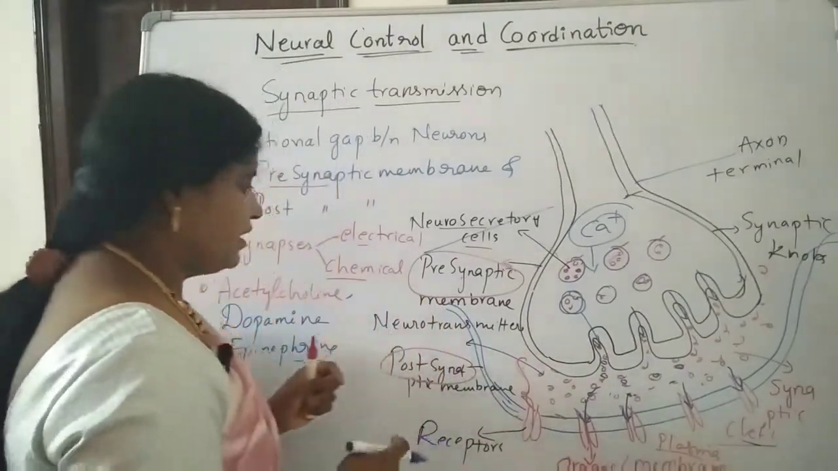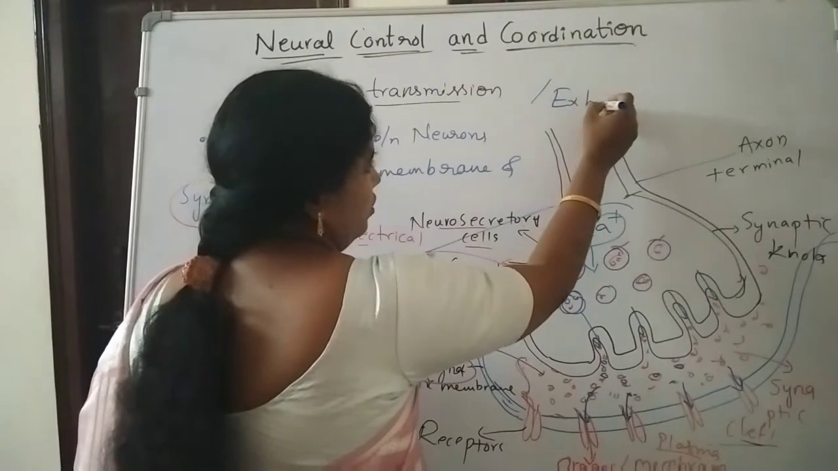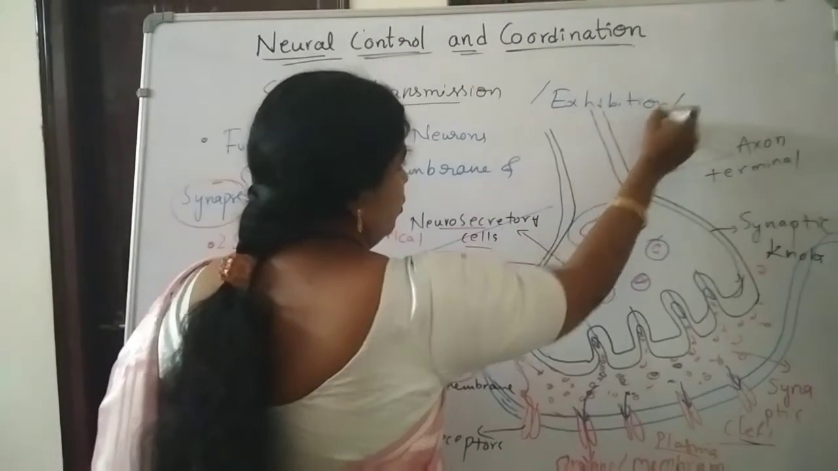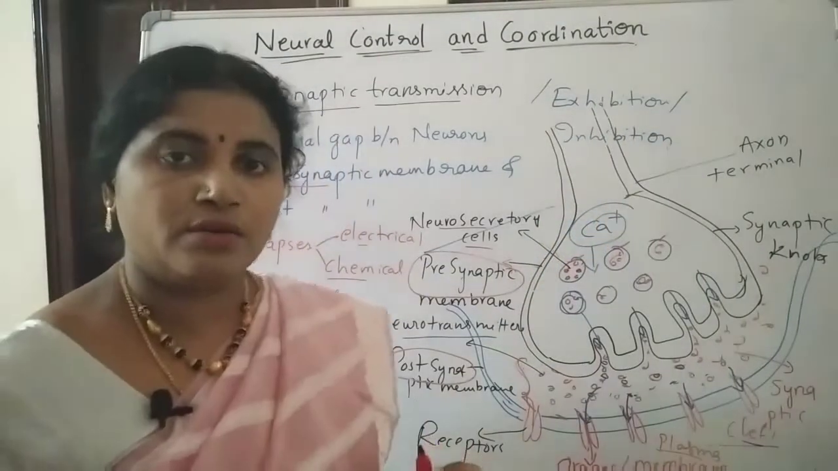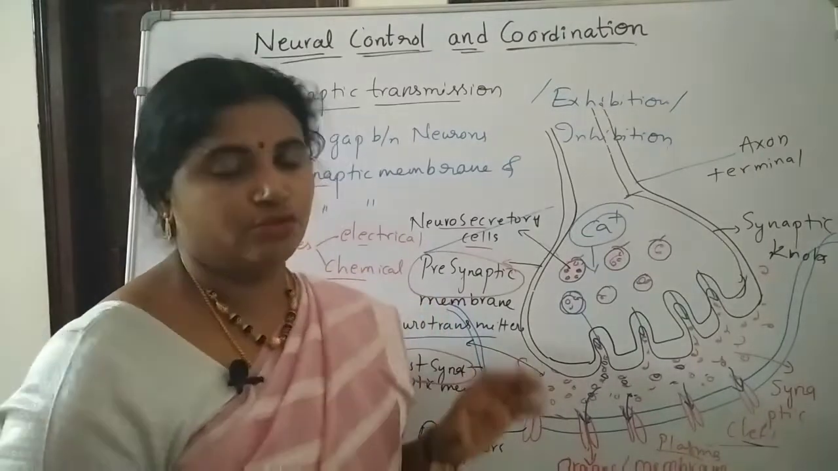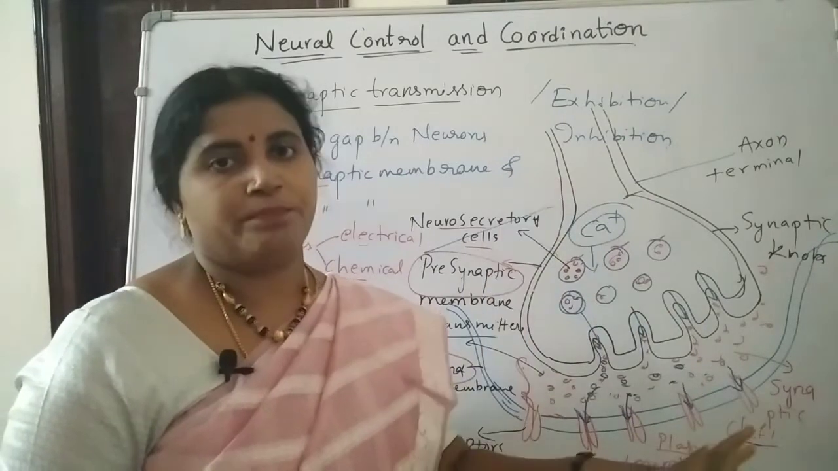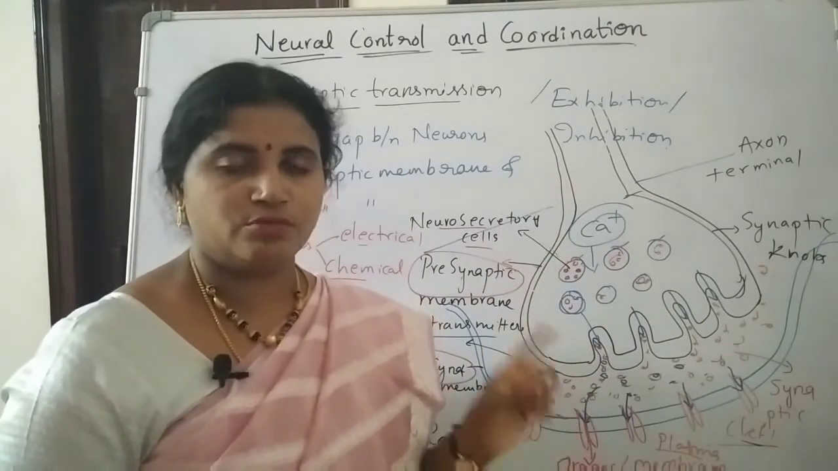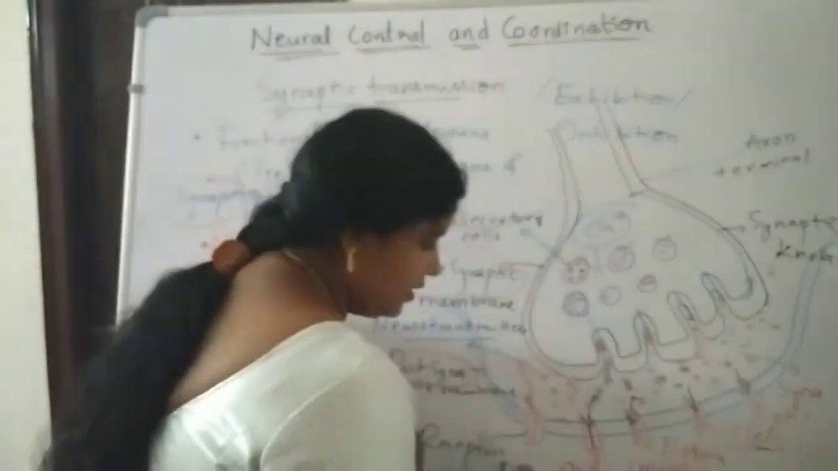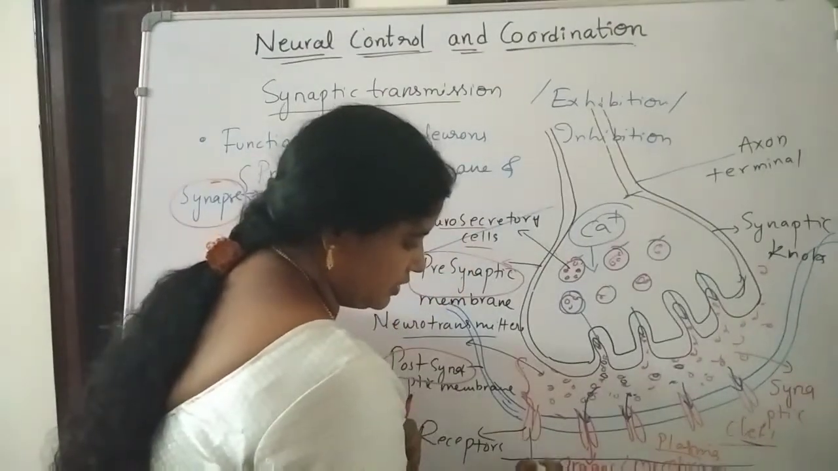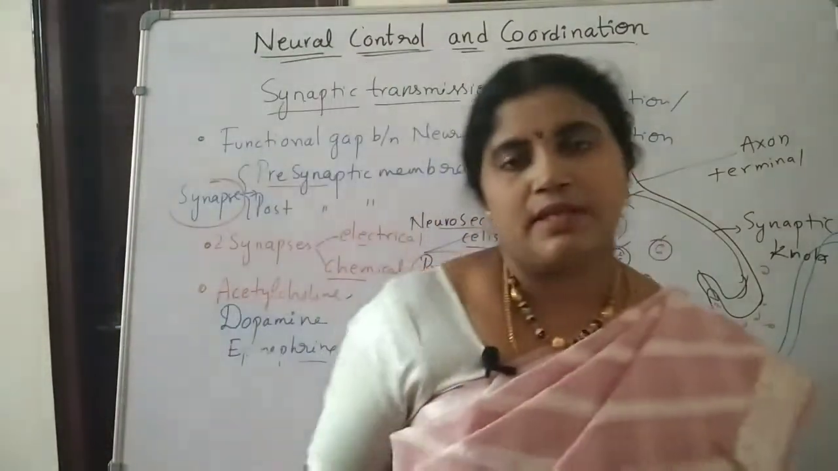Because what is the neurotransmitter's main function? Excitation or inhibition of the functions. Excitation and inhibition of the functions are attained with the help of these neurotransmitters. That is, if any reaction has to happen or stop, those two functions are carried out by the neurotransmitters with the help of the receptors. It is carried towards the plasma membrane of another cell. Simple. That is about synaptic transmission.